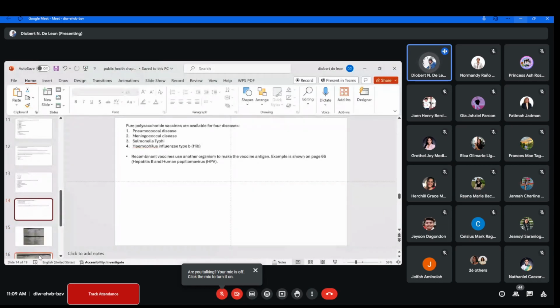Okay, polysaccharide vaccines are a unique type of inactivated subunit vaccine composed of long chains of sugar molecules that make up the surface capsule of certain bacteria. Pure polysaccharide vaccines are available for 4 diseases. We have the pneumococcal disease, meningococcal disease, Salmonella typhi, and the Haemophilus influenzae type B or the HIB.